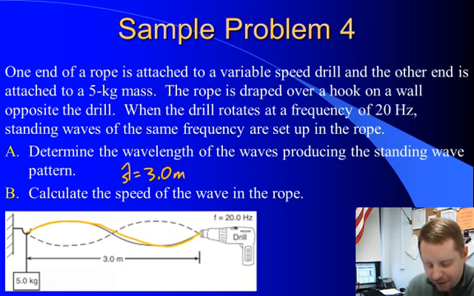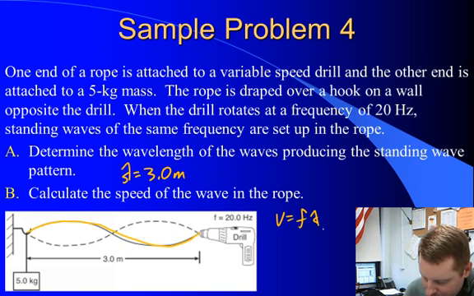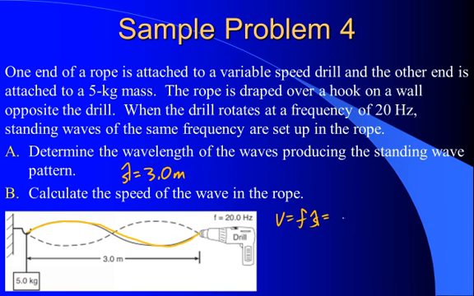Now, to calculate the speed of the wave in the rope, we have to go back to our wave equation. Remember, velocity equals frequency times wavelength. Our frequency is 20 hertz, and our wavelength here we just determined was 3 meters. Therefore, our velocity must be 20 times 3, or 60 meters per second.